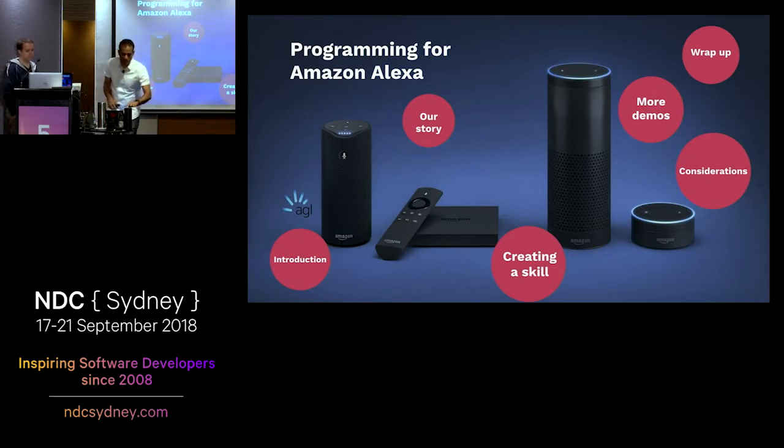I need to switch this thing off, or it'll start picking up every time I say Alexa and respond. We'll talk about creating a skill itself, and then we'll talk about some of the considerations. If you're thinking about creating a skill on Alexa, what are the things that you need to think about? And then we'll finish up with a few more demos and wrap it all up.